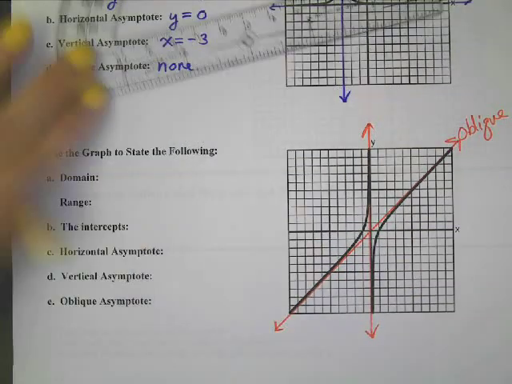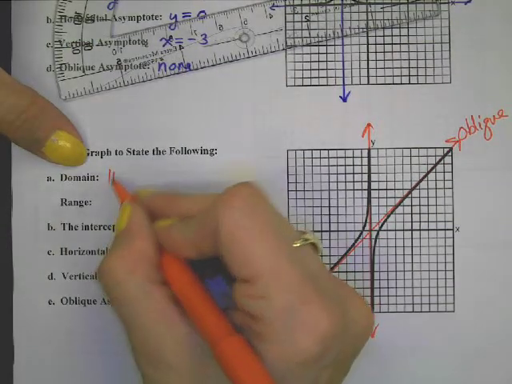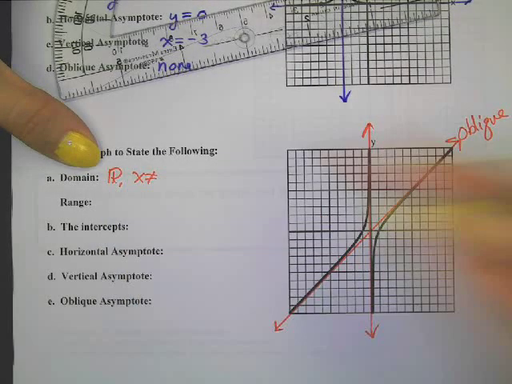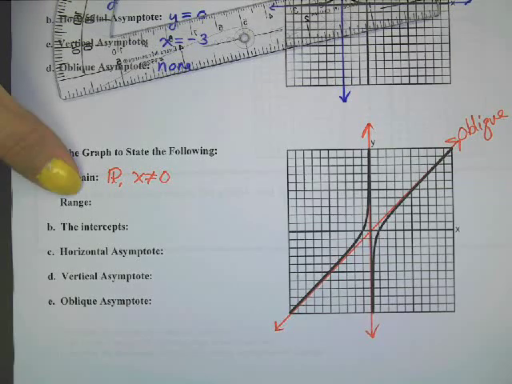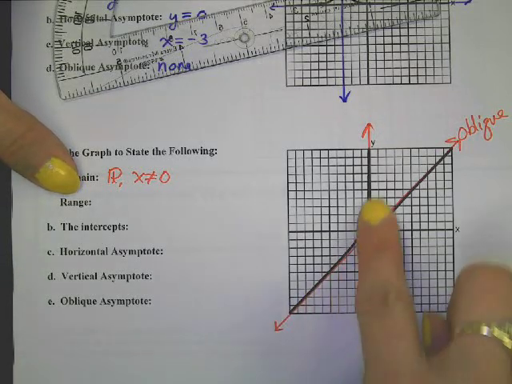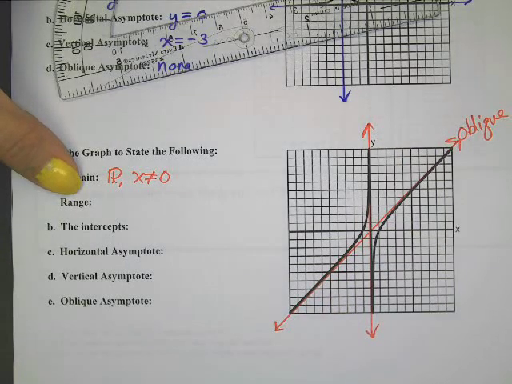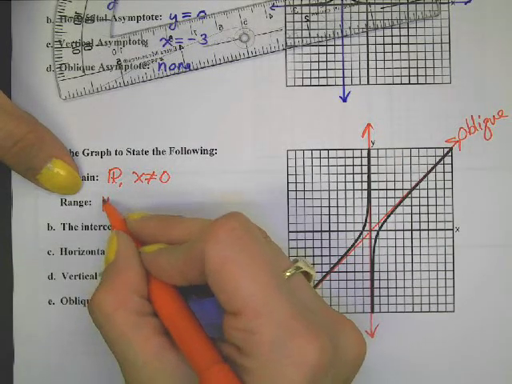Oblique. Okay, domain. All reals except x cannot equal 0. The range for this one. The range. If I look at this branch, it's going down all the way. And this branch is going up all the way. The range for this graph is all reals.